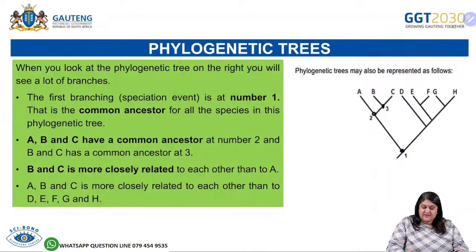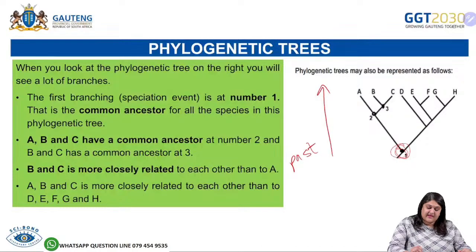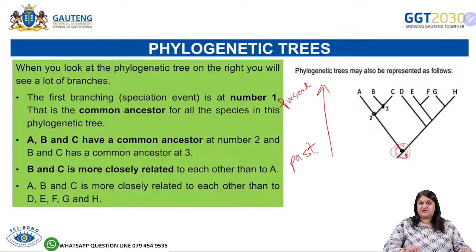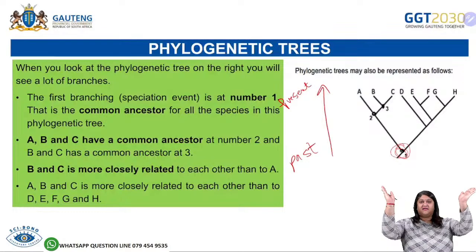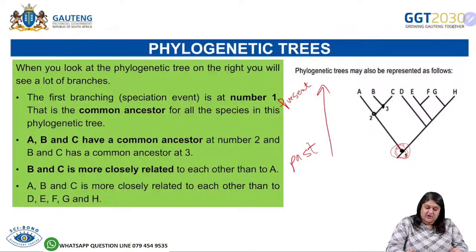Okay, so this one, number one, is the common ancestor. Number one is the common ancestor of species A, B, C, D, E, F, G, and H. So all of those in the present, one is the common ancestor of all of these. Okay, so this phylogenetic tree is read this way, where this is the past and this is the present. Always identify the past and the present, the first thing that you do. Then we had branching that occurred, speciation, and it went into this branch number 2. That's the next common ancestor.